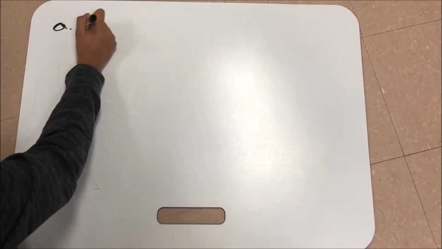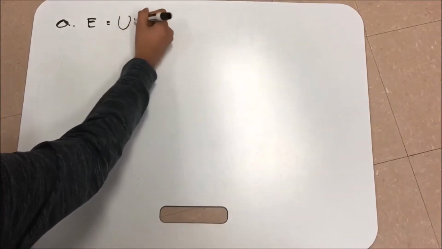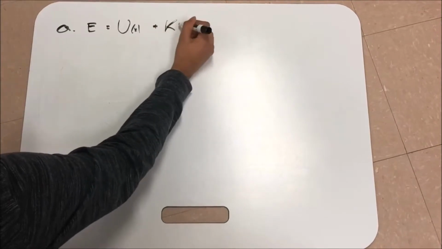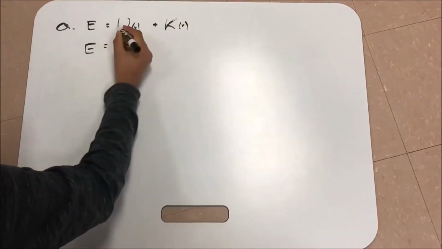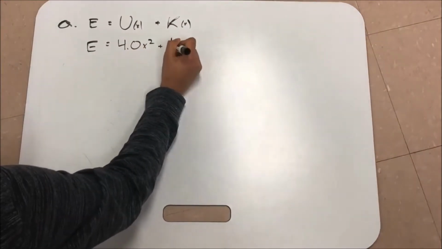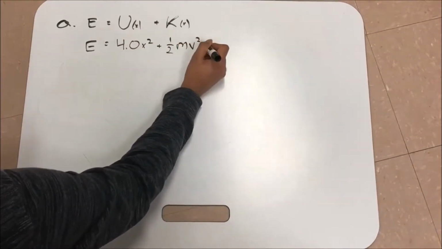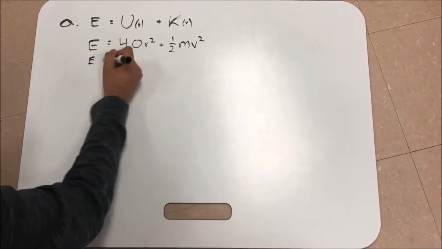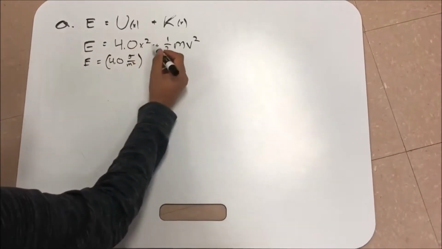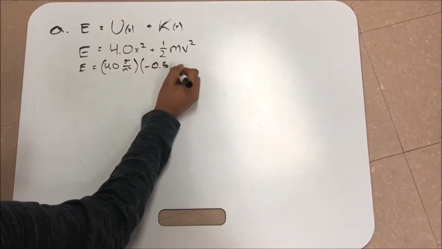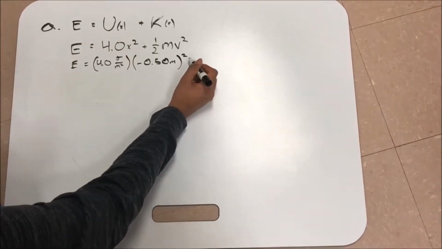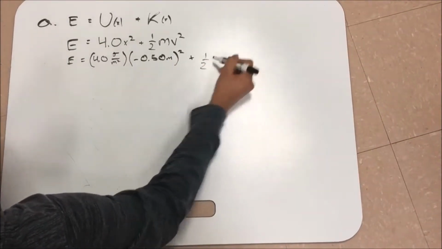The total mechanical energy of the object, which here we will state as E, is equal to the potential energy of the object plus the kinetic energy of the object. We know that the potential energy is given by 4.0x squared, and that the kinetic energy, which was stated earlier, is 1/2 mv squared, where v is the velocity of the object. We can plug in negative 0.50 meters for x, and the velocity is 2.0 meters per second. The mass, which was given, is also 3.0 kilograms.